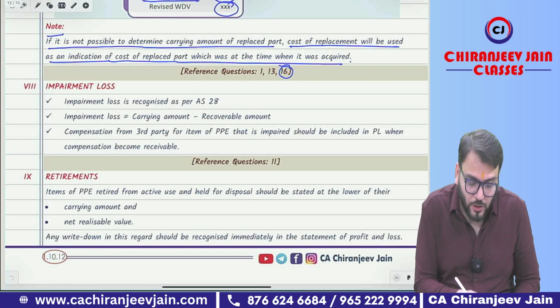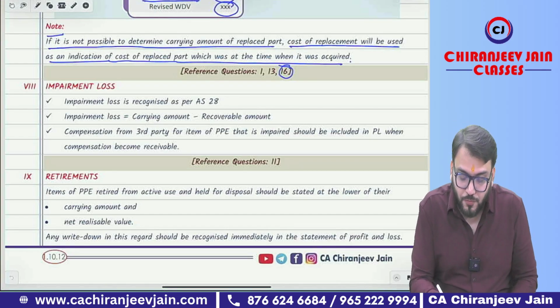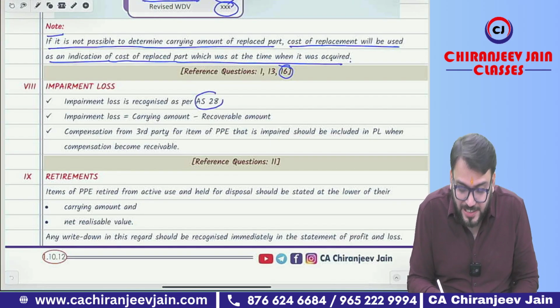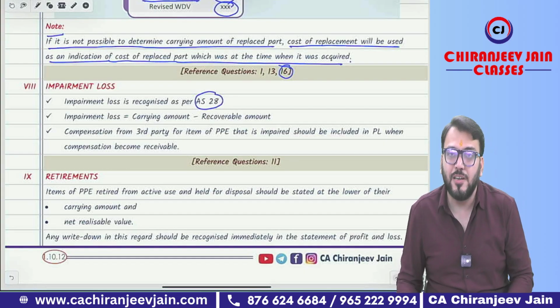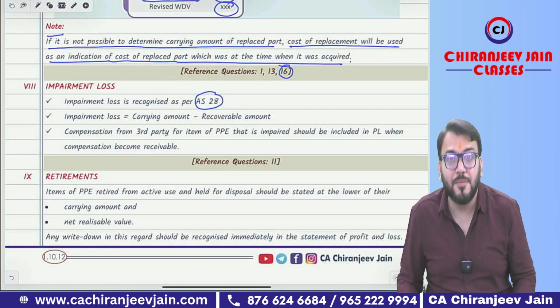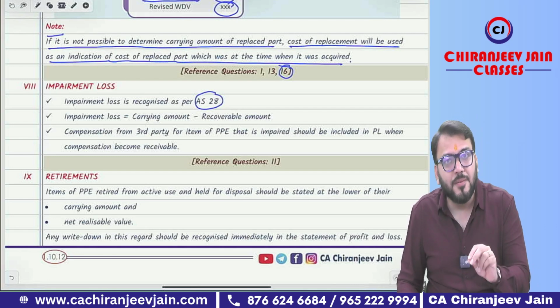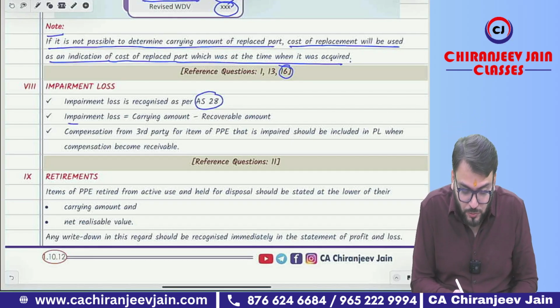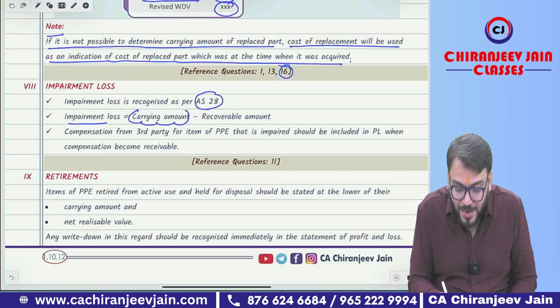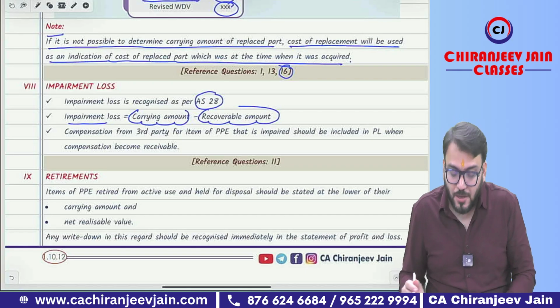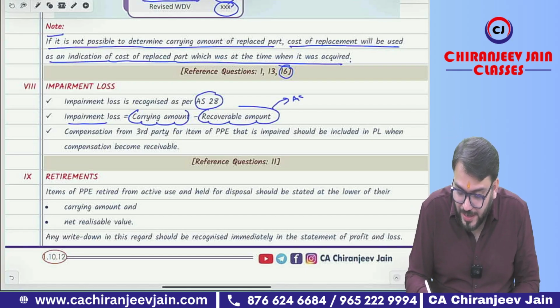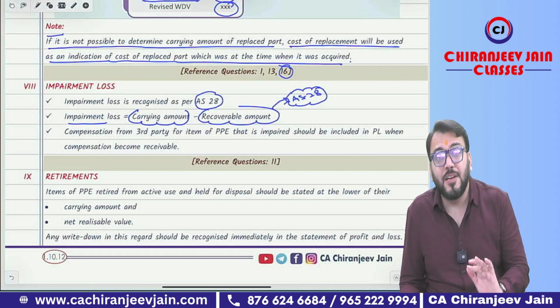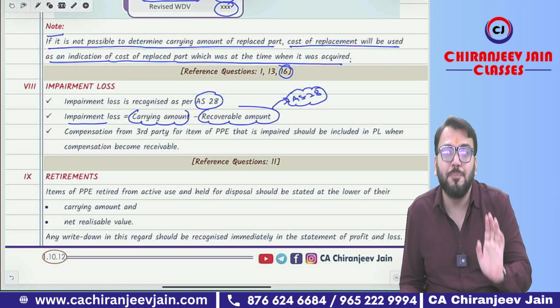Now coming to impairment loss, we already said impairment loss will be covered under AS 28. The detailed discussion about impairment will be covered under AS 28. Right now you only need to understand that if the recoverable amount of the asset is less than the carrying amount, the difference is known as impairment loss. So what is the formula? Carrying amount minus recoverable amount. However, what recoverable amount is, we'll discuss under AS 28. Right now we are not going to discuss anything.